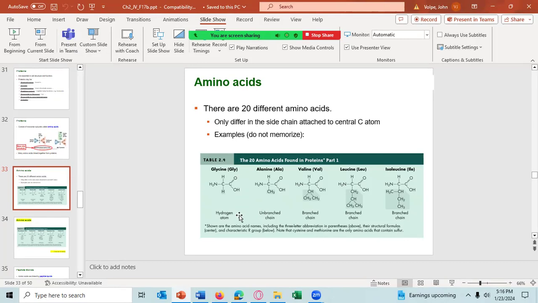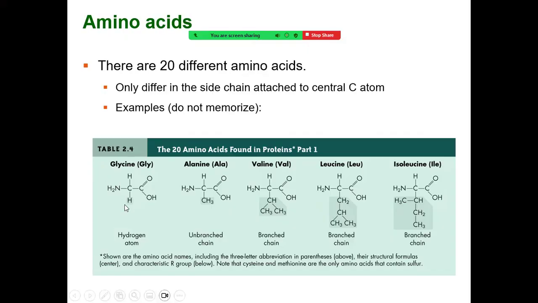The simplest R group is simply hydrogen, which we see on glycine right here. Your R group can be nonpolar, like a methyl group here, a branch methyl group here, a branch chain of methyl groups there. These are all nonpolar R groups.